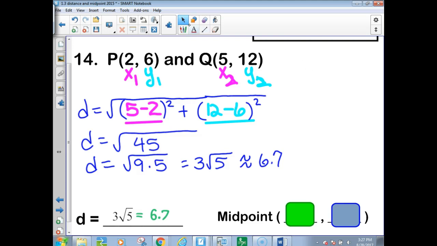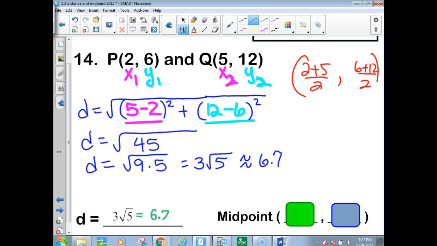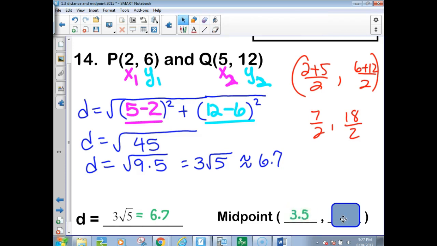All right, and then midpoint. This should be pretty quick. We're just going to add 2 and 5 and divide by 2, and 6 plus 12 divided by 2. And we should have 3.5 and 9. How many of you got all that right? I mean, before I even went over that problem? Okay, that's not as many hands as I'd like to see, but it's still a good start.